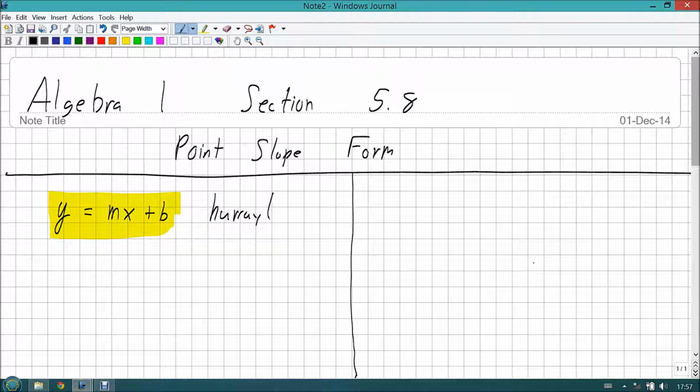But honestly, I'm not really that impressed with the slope-intercept form, mainly because you have to be on the y-axis for it to work. Well, what happens when you don't start on the y-axis? What happens when you don't start at year 0? I mean, we have lots of calendars that don't start at year 0.